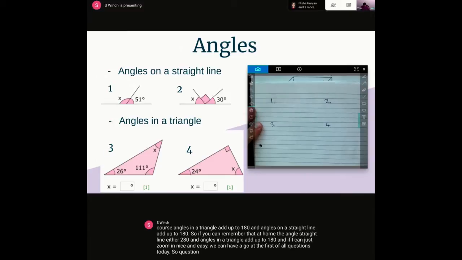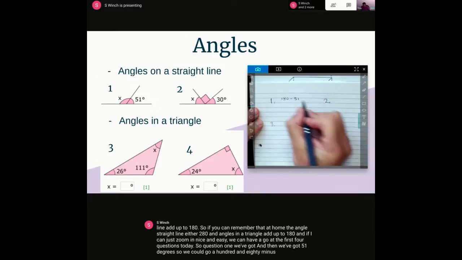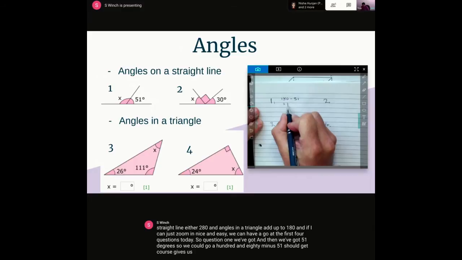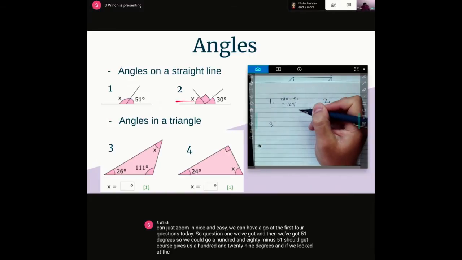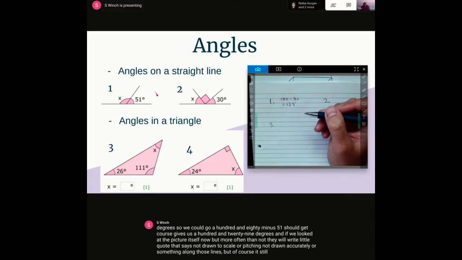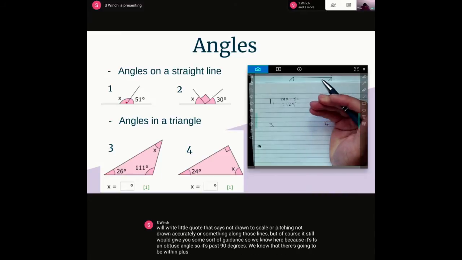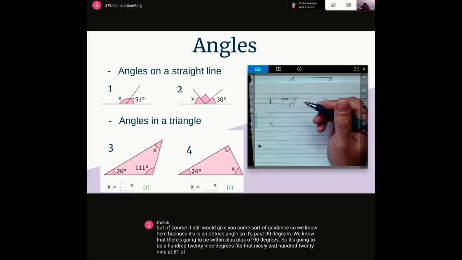today. So question 1, we've got x, and then we've got 51 degrees. So we could go 180 minus 51, which of course gives us 129 degrees. And if we look at the picture itself, more often than not, they will write a quote that says not drawn to scale, or picture not drawn accurately, or something along those lines. But of course, it still will give you some sort of guidance. So we know here, because it's an obtuse angle, so it's past 90 degrees, it's going to be more than 90 degrees. So it's going to be 129 degrees, fits that nicely. And 129, add 51, of course, gives us 180 degrees.